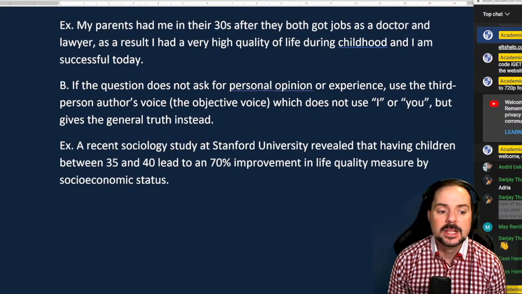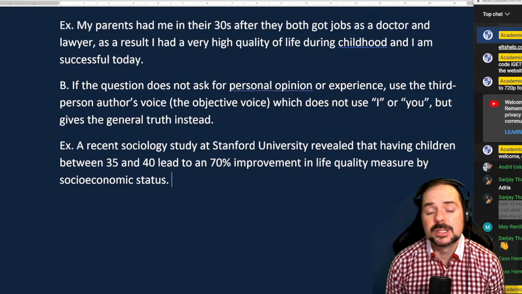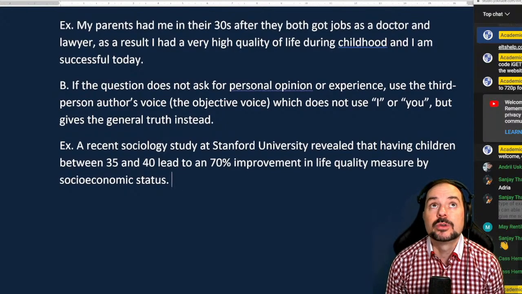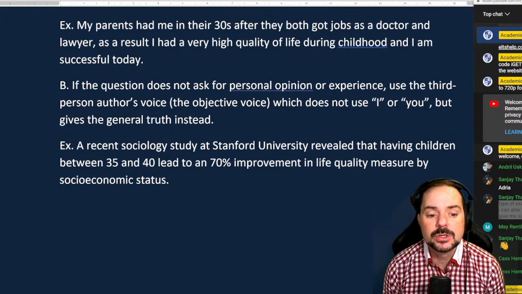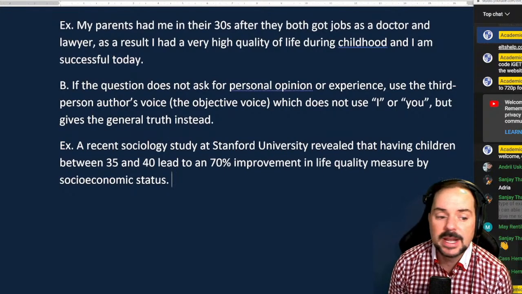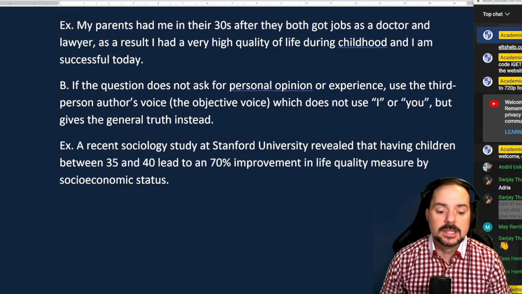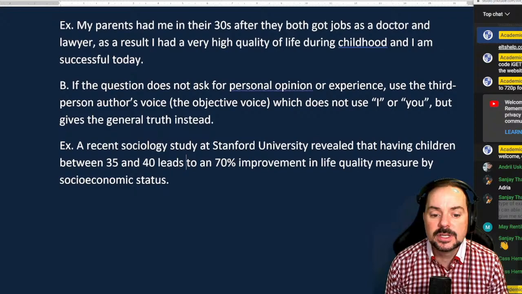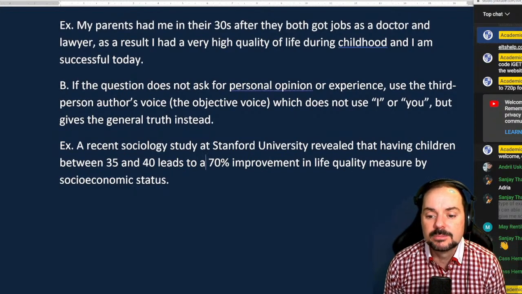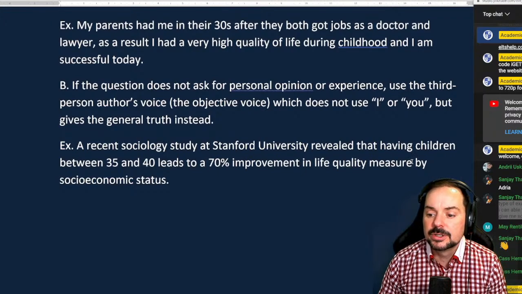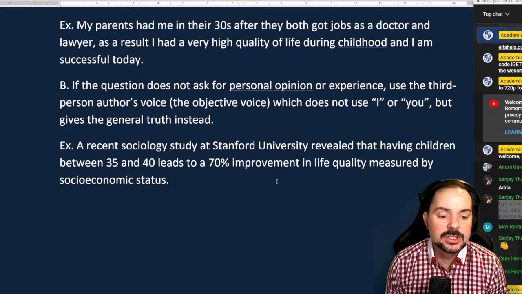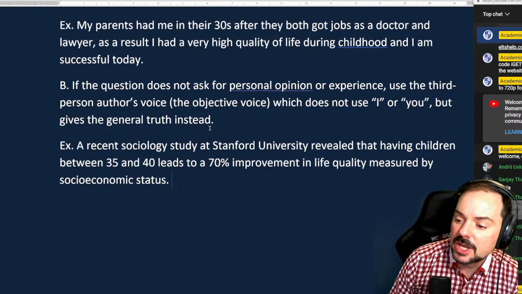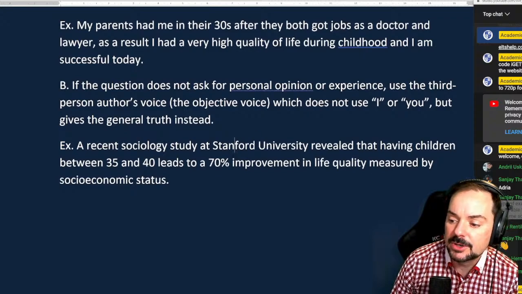So again, students, while I'm giving you answers in these examples, if you're catching new words, make sure to write those down, okay? So a recent sociology study at Stanford University revealed that having children between 35 and 40 leads to a 70% improvement in life quality measured by socioeconomic status. And then there you go. Sanjay, I hope that answers your question. Okay, let me know if that's clear.